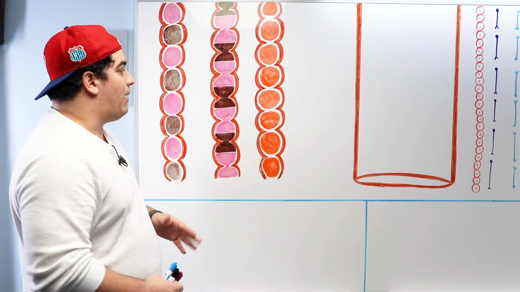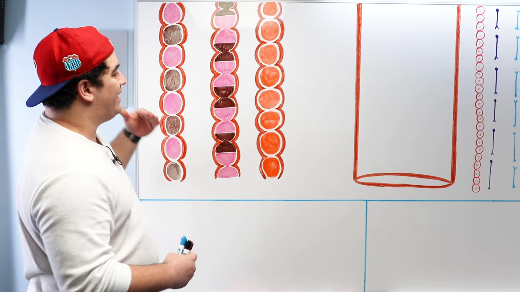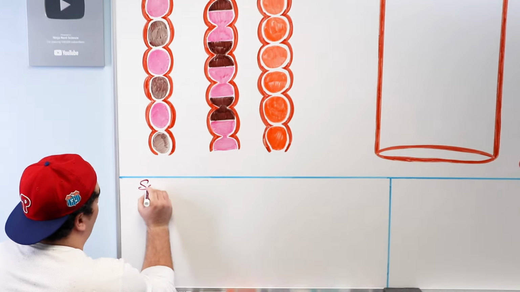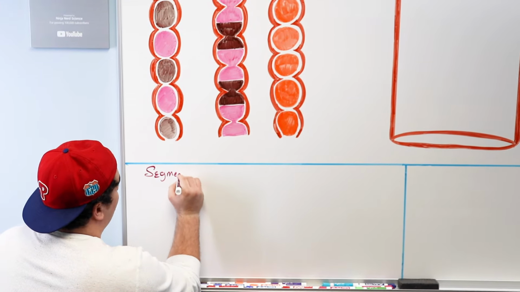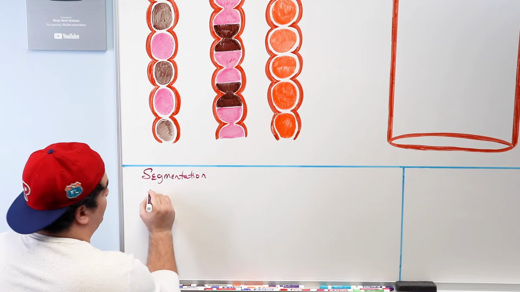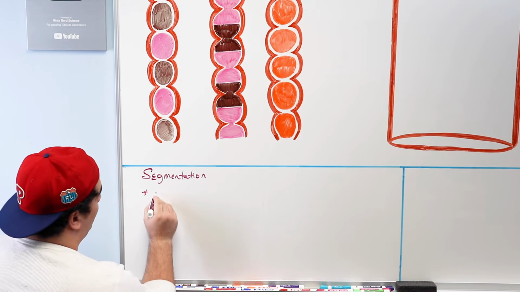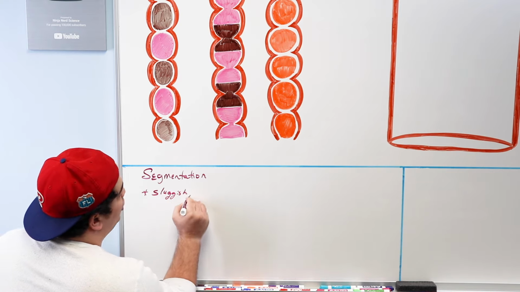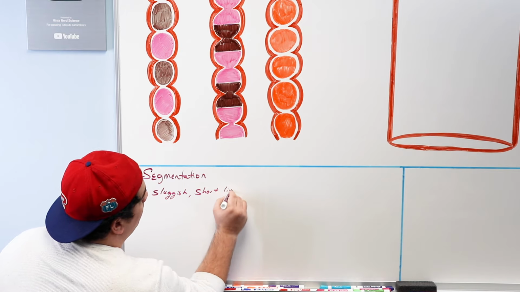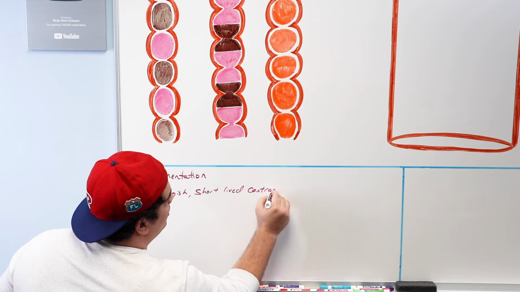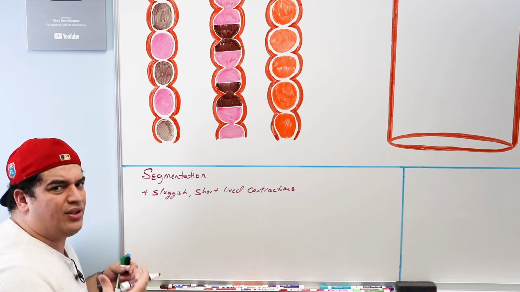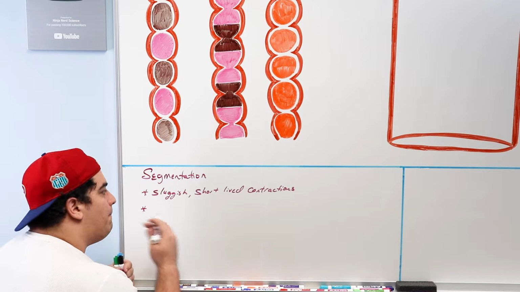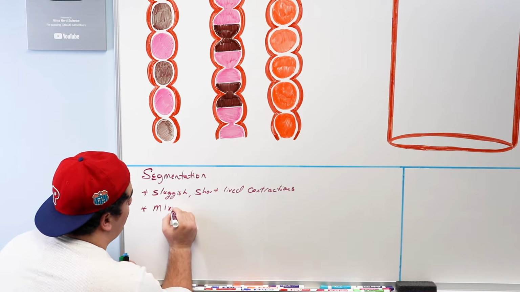The first motility that the small intestine does is called segmentation. So let's write that down here. The big thing with segmentation is it plays a significant role in mixing. Here are a couple of things I want you to remember about segmentation. It's very sluggish, short-lived contractions. They're not super powerful contractions. These are primarily for mixing. And what do I mean by mixing?